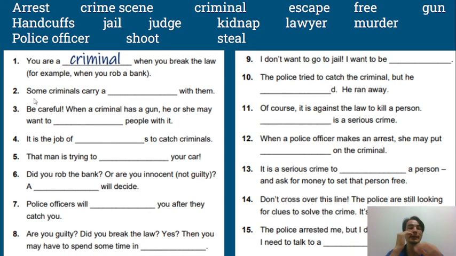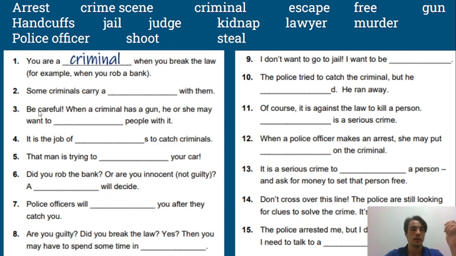2. Some criminals carry a blank with them. A. So it should start with a consonant, right? Consonant letter and carry with them. So it should be something that you can carry with you, especially criminals. What is it? It's a gun, right? Some criminals carry a gun with them.